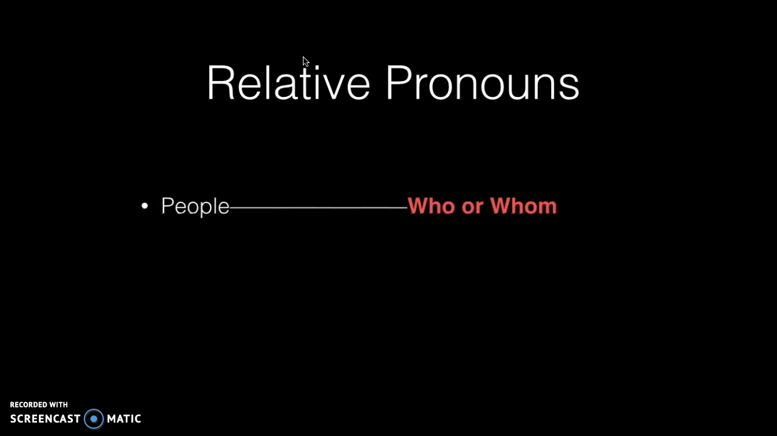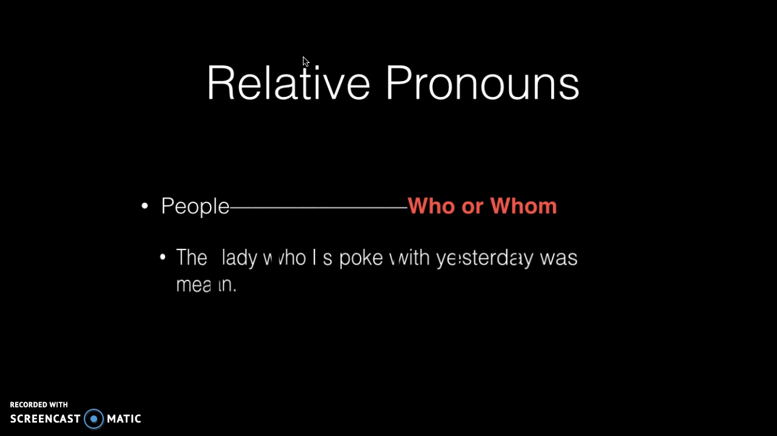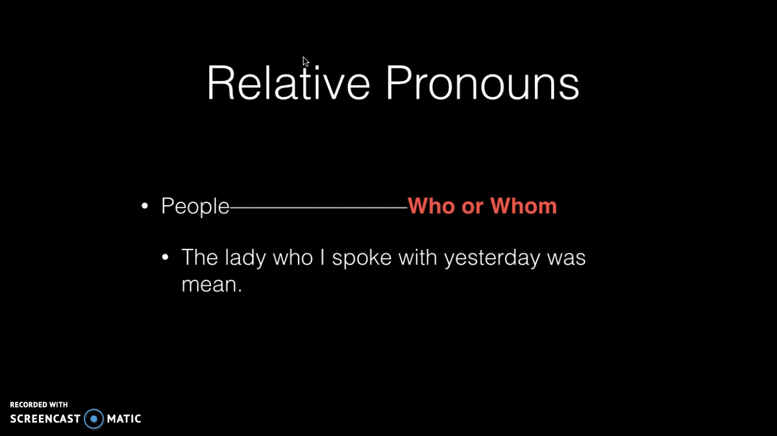Let's look at some examples of describing people using who or whom. The lady who I spoke with yesterday was mean. So again, where's the noun? Lady. And now the adjective clause is who I spoke with yesterday. The relative pronoun here that I use is who. Who describes a person, right? And the person is the lady.